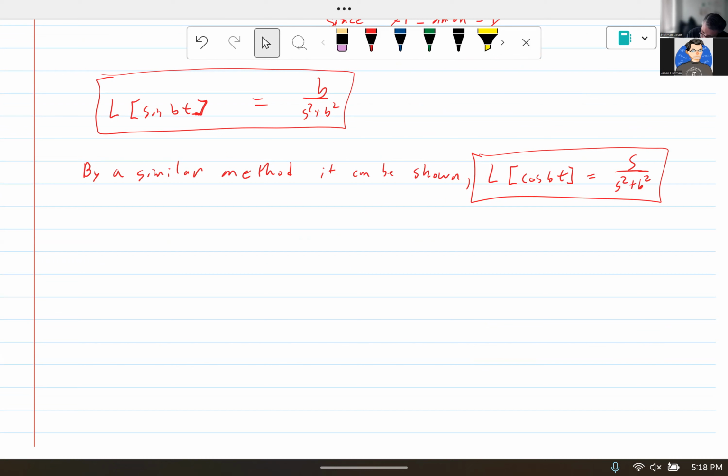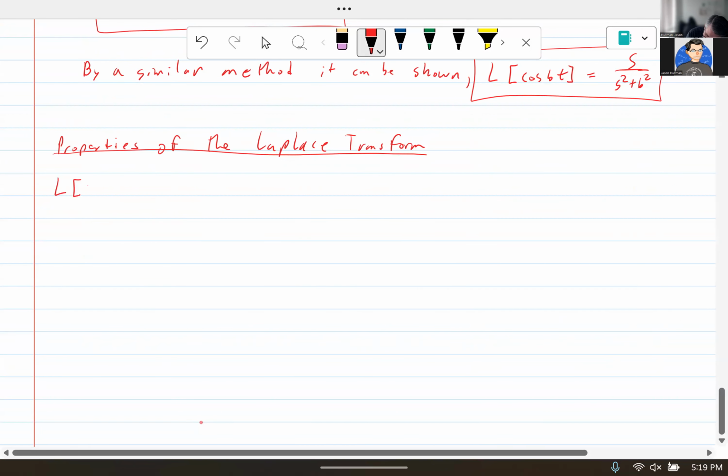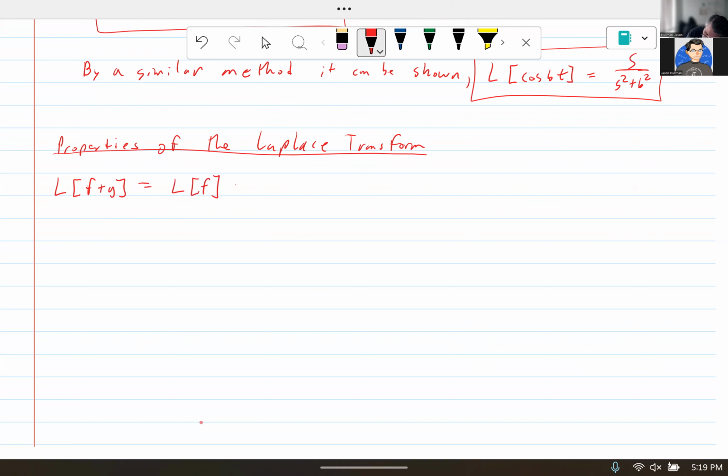Let's look at some properties of the Laplace transform. The Laplace transform of f plus g is equal to the Laplace transform of f plus the Laplace transform of g. And the Laplace transform of a constant times f is equal to a constant times the Laplace transform of f.